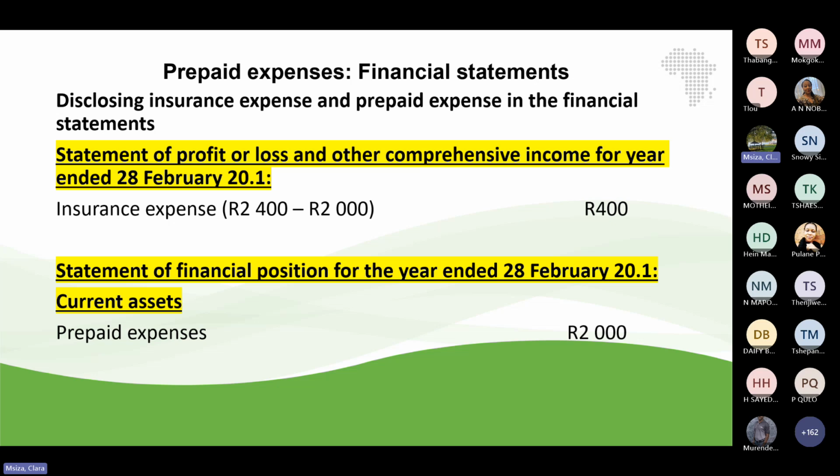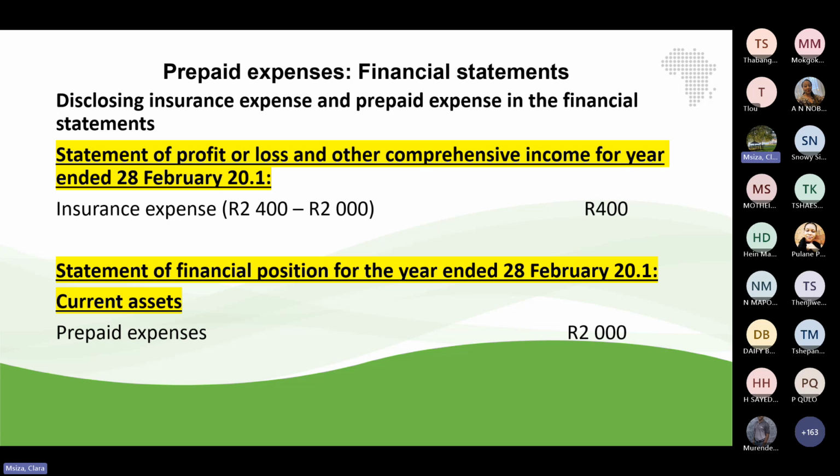You're going to post only 400, because if you post 2,000 here, you will be overstating your expenses for the current financial period, because you haven't consumed the insurance cover. It's like you are covered for future things and you want to claim now. We will claim it in the next financial period. For now, on our profit or loss account, which is the statement of other comprehensive income, we're going to have only an insurance expense of 400.